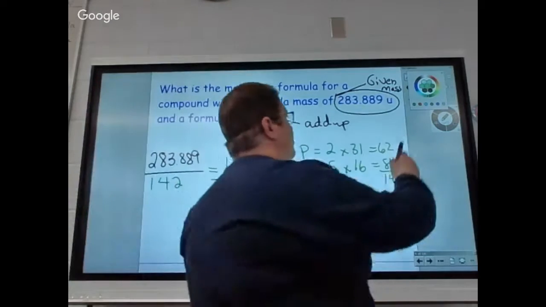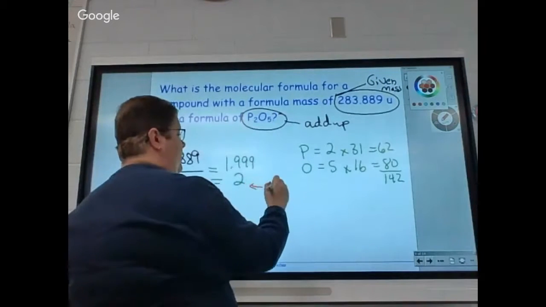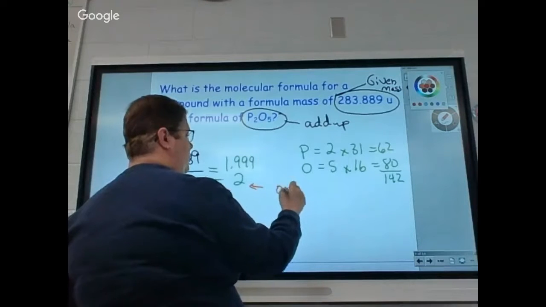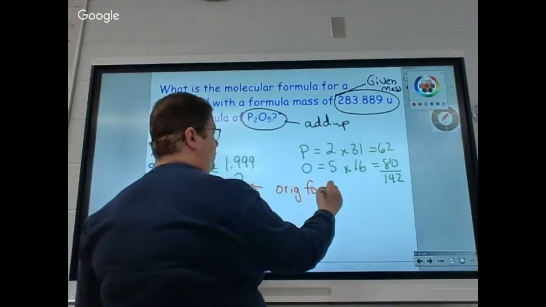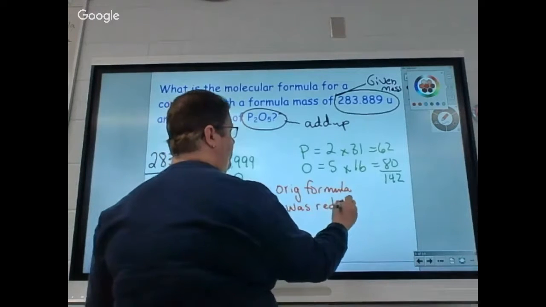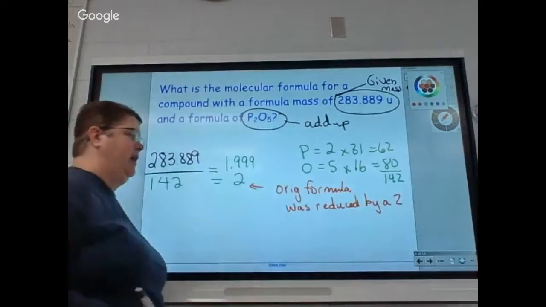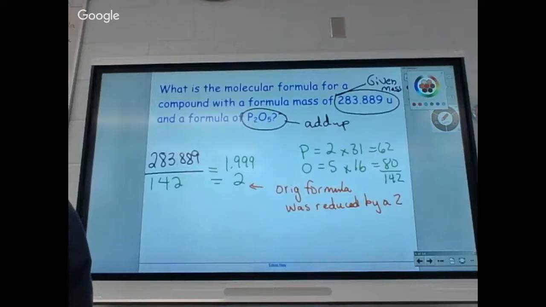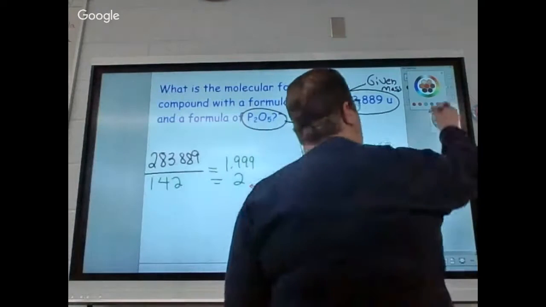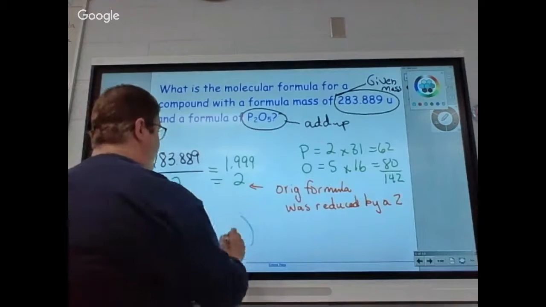Okay, so if I divide that and I get 2, this means the original formula was reduced by a 2. Okay, that's what that number means. The original formula was reduced by a 2. Okay, so we're trying to find the original formula. So now I take this 2 and I multiply it by the empirical formula.